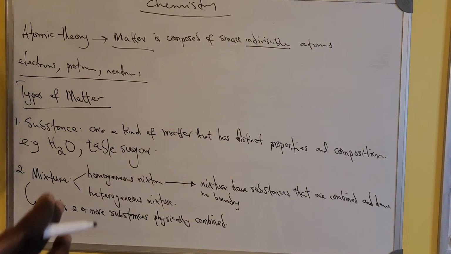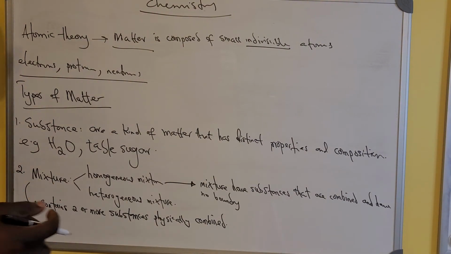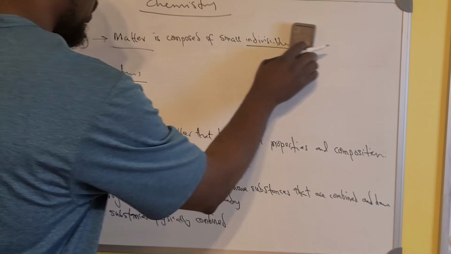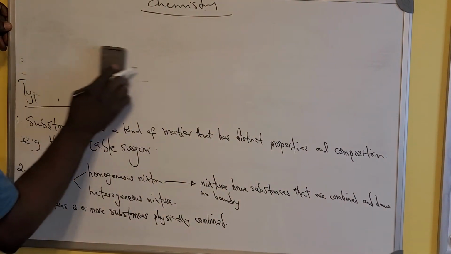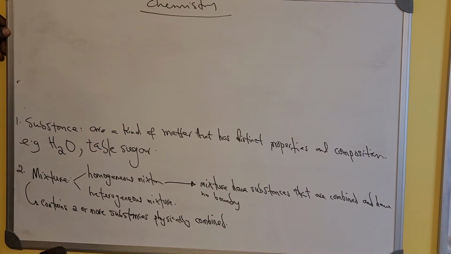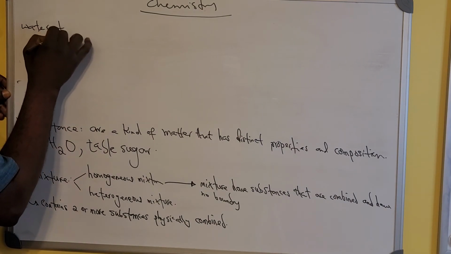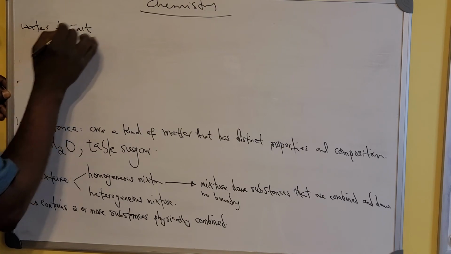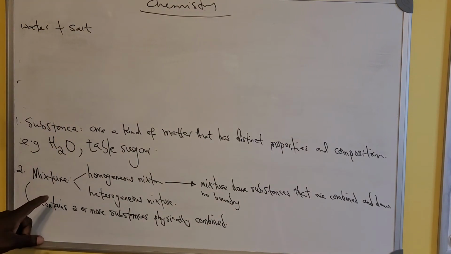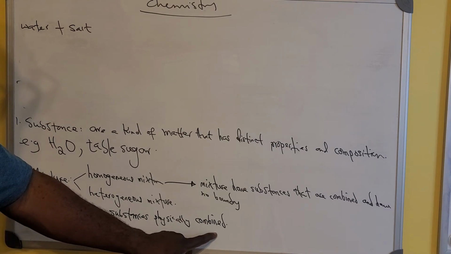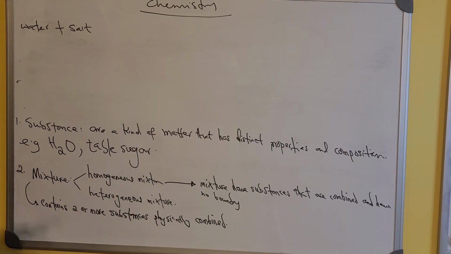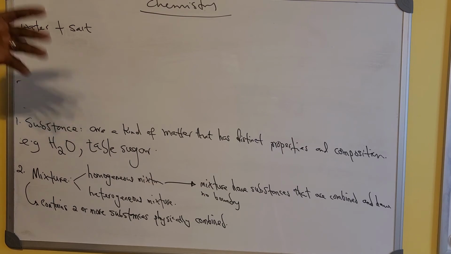So you can see, for example, I'm going to clean this up. For example, you have water plus salt. And when I define mixture, I say two or more substances that are physically combined, okay? Physically combined means there's no chemical reaction in there. You just combine them. So you have water and salt.